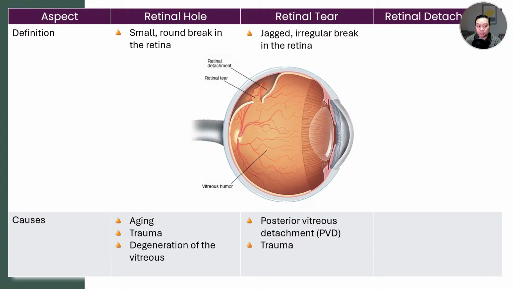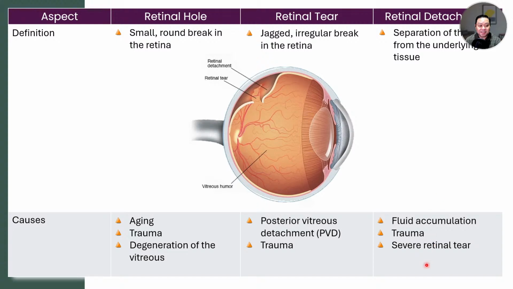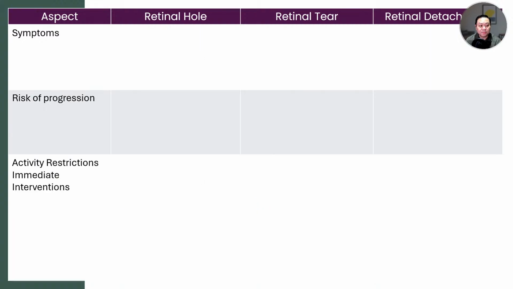It could be trauma. Now, let's talk about the retinal detachment. This is the separation of the retina from the underlying tissue. And this is caused by the accumulation of fluid. It could be caused by trauma, or it could be caused by the severe retinal tear as well. Now, this time, let's talk about the different manifestations of the three.